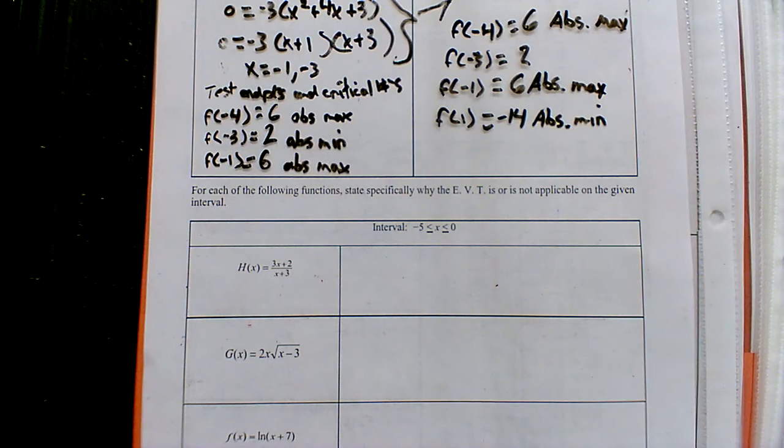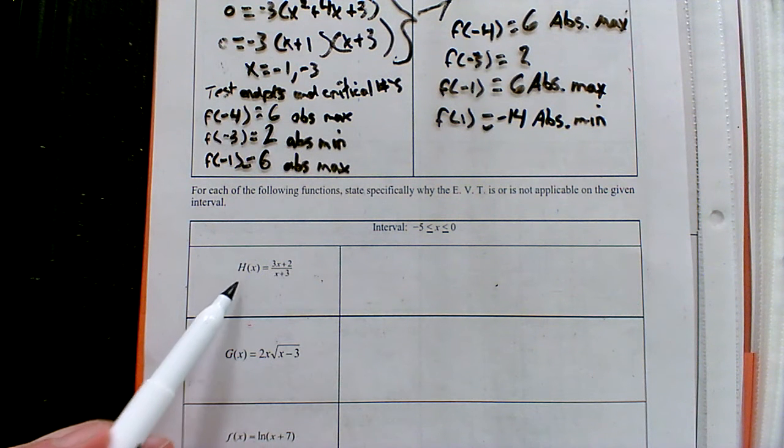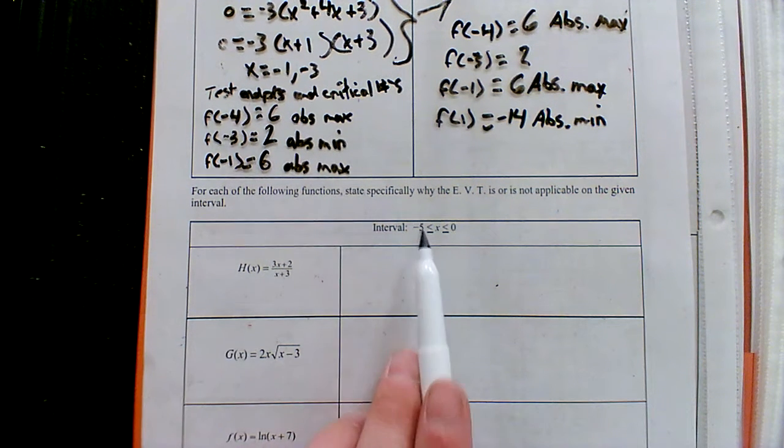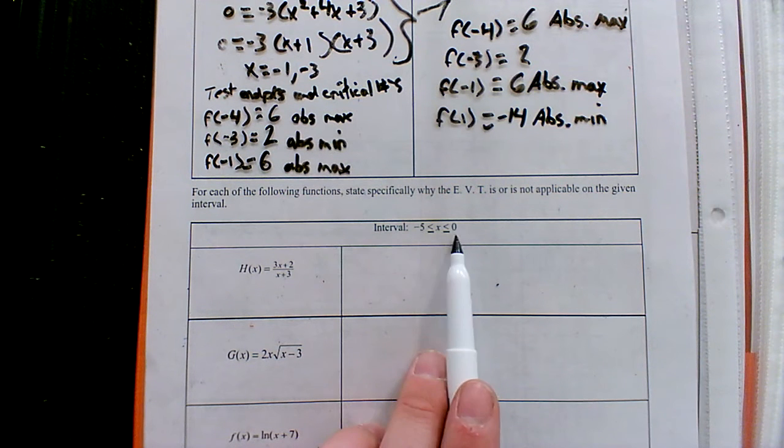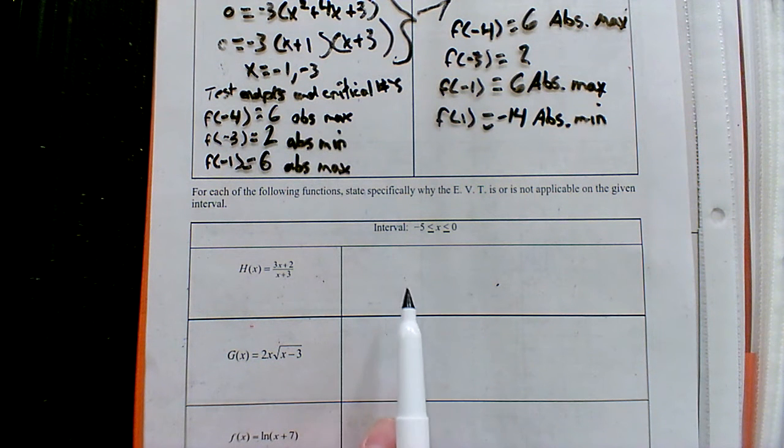Alright, let's move to the bottom then. So thinking about that extreme value theorem, think about yesterday, Braden repeated it for us at the beginning of class. Remember what that extreme value theorem says and different possible spots for absolute mins and maxes as we look at the following three. So for each of the following functions, state specifically why the EVT is or is not applicable on the given interval. So just look at the first one. They give you a function. The interval is from -5 to 0, so those are the x values you can plug in. Would the EVT apply to this? Why or why not?